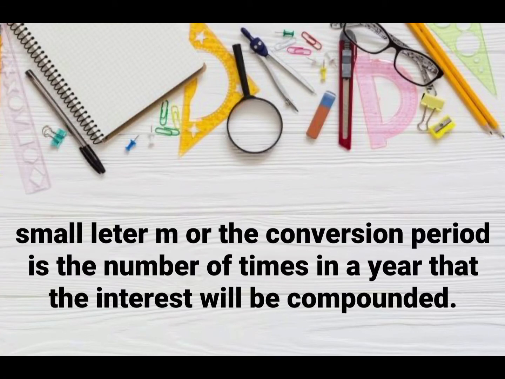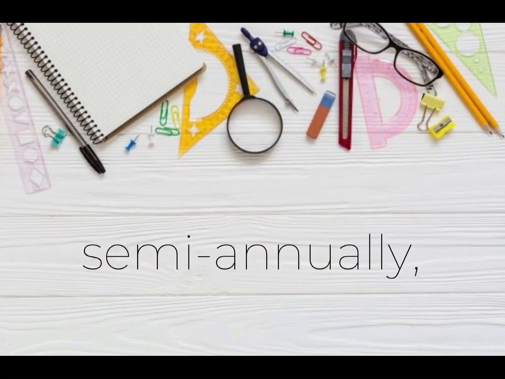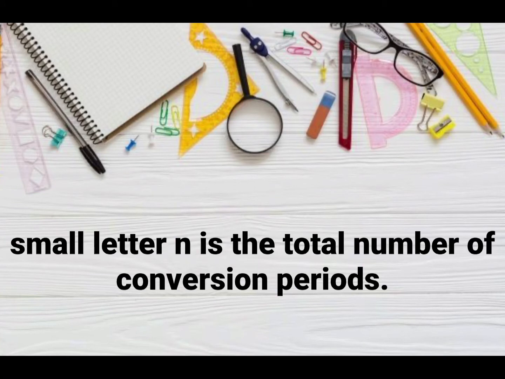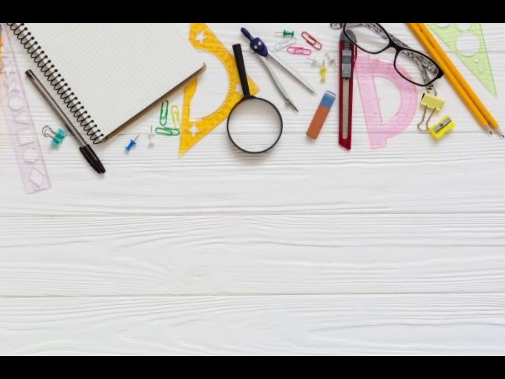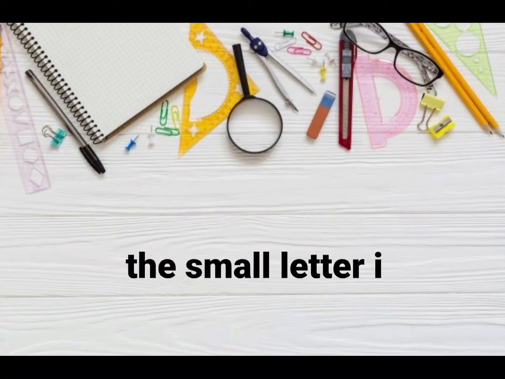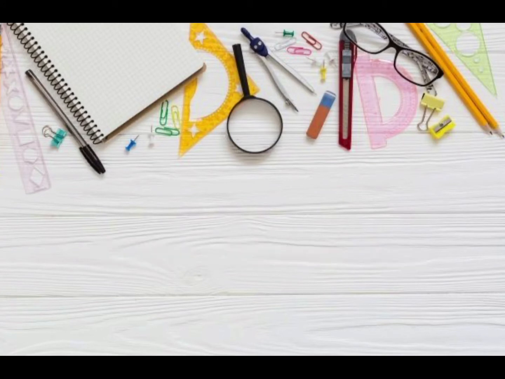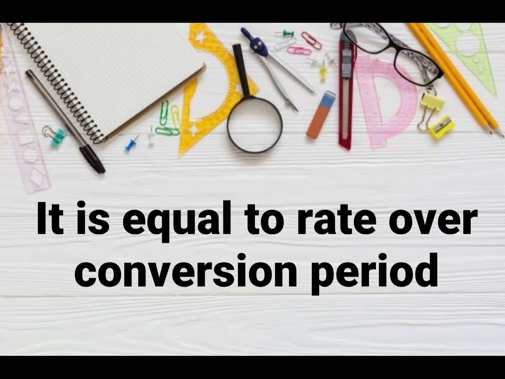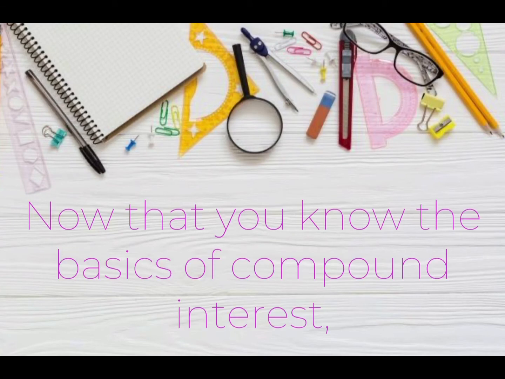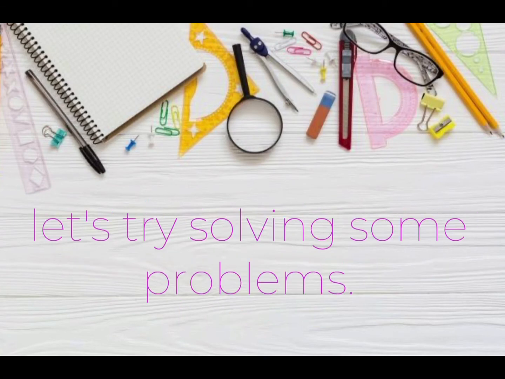Small letter m, or the conversion period, is the number of times in a year that the interest will be compounded. It can be annually, semi-annually, quarterly, or monthly. Small letter n is the total number of conversion periods. It is also equal to m multiplied by t. The small letter i is the periodic rate. It is equal to rate over conversion period. And P is the present value of the compound amount. Now that you know the basics of compound interest, let's try solving some problems.